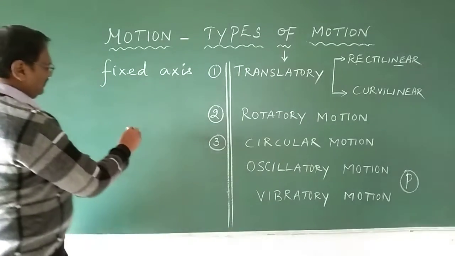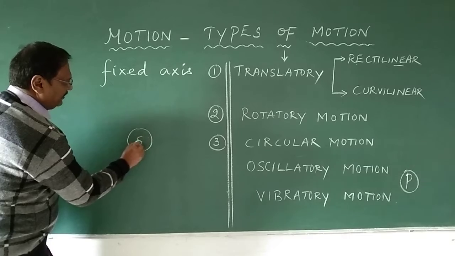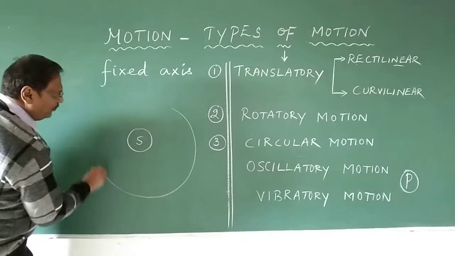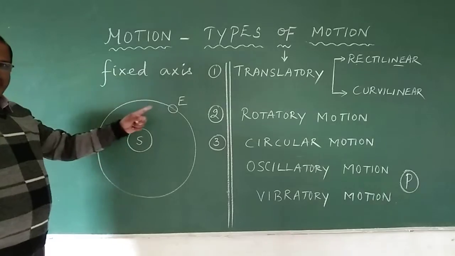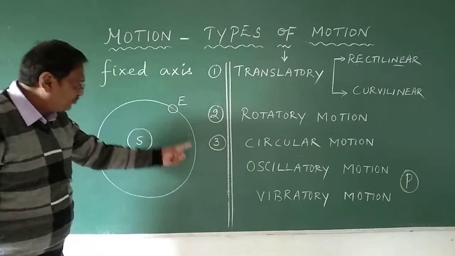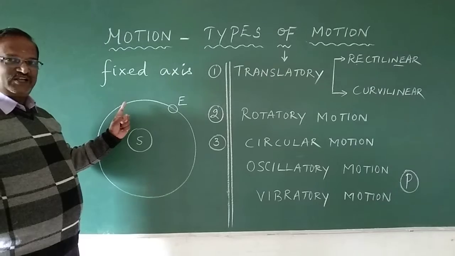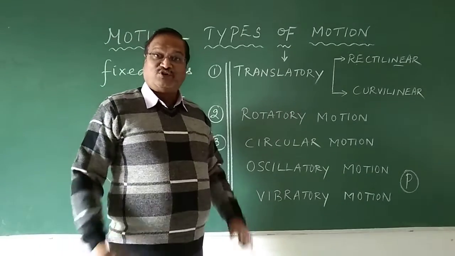For example, you take our sun, right? And the earth is revolving around it. What is the type of motion? It is circular motion. But does it not look like rotatory motion?